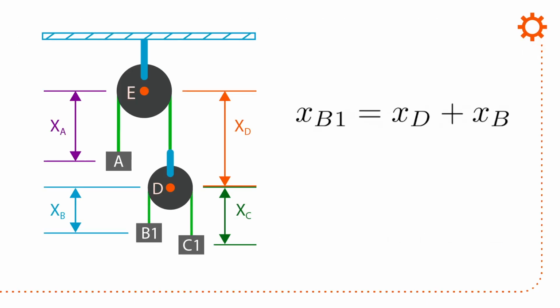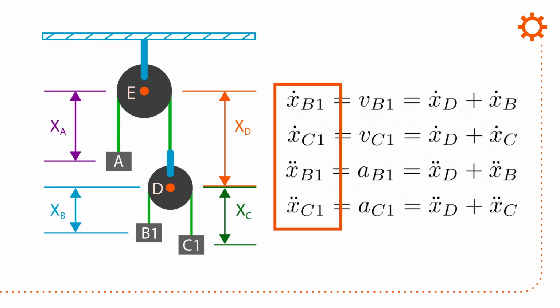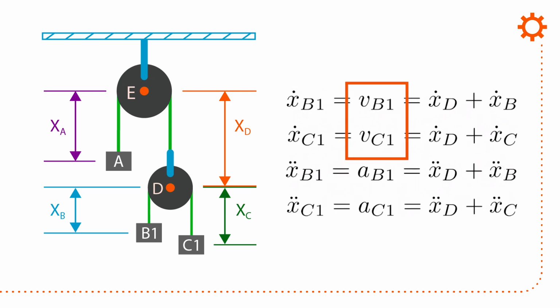XB1 is equal to XD plus XB. XC1 is equal to XD plus XC, because I've got to consider that it already has some sort of velocity, either upward or downward, depending on the motion of A. I solve for all those terms, and I get the velocity equations right here, and I get the accelerations.